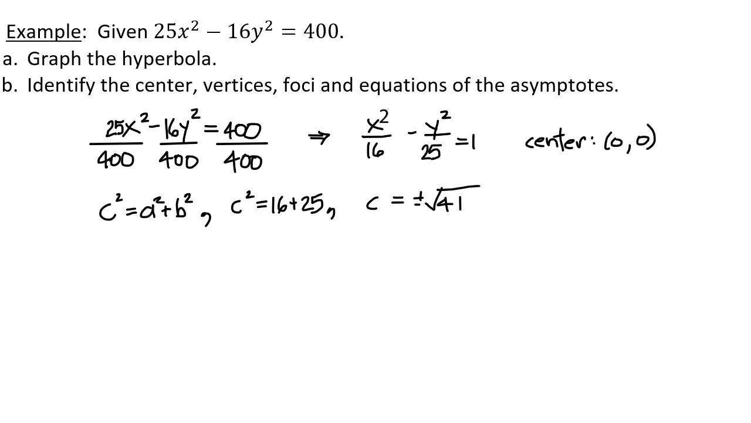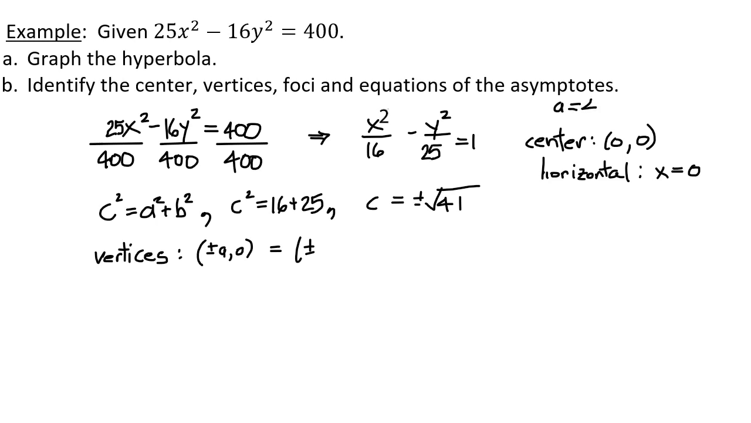Now, this is a horizontal hyperbola that opens left and right. The transverse axis runs along the x-axis because x is first. So the vertices will be plus or minus a, 0. Well, a is 4, isn't it? The square root of 16 is 4, and b here is 5. So this is plus or minus 4, 0.